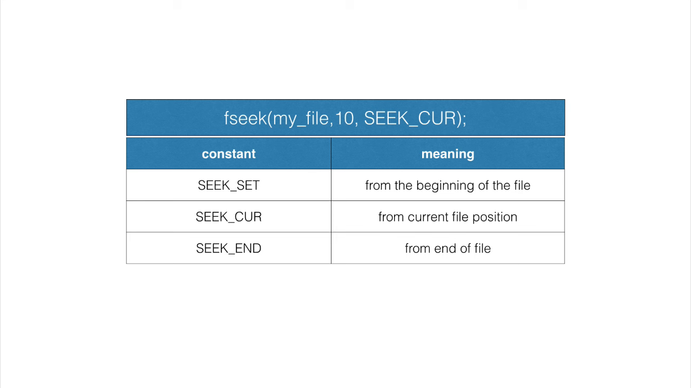This command advances the file position 10 bytes forward from the current position. Note that this time we use SEEK_CUR to make the 10 relative to our current position. Moving backwards is similar. We simply use -10 instead of 10.